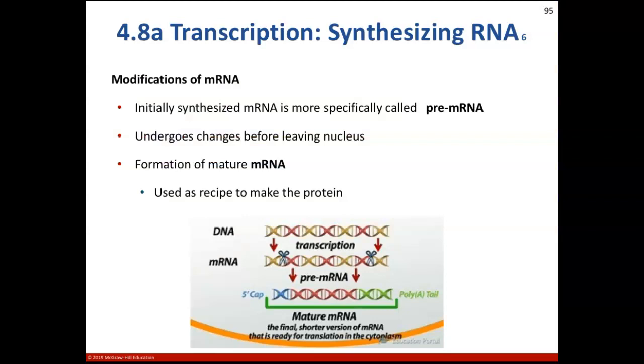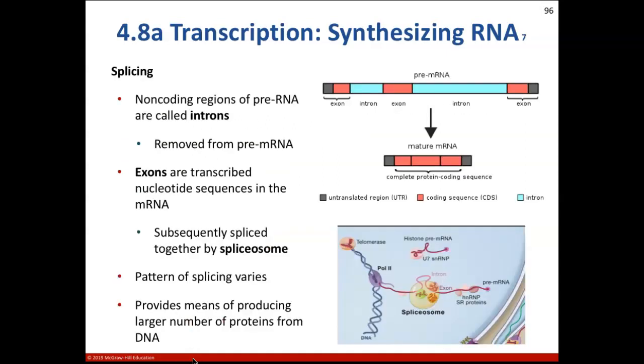So next, before we move on to translation, we have to make some modifications of our mRNA. So we really should call this pre-mRNA, and we're going to make these changes before we leave the nucleus in order to form our mature mRNA. It's used as a recipe in order to make the protein.